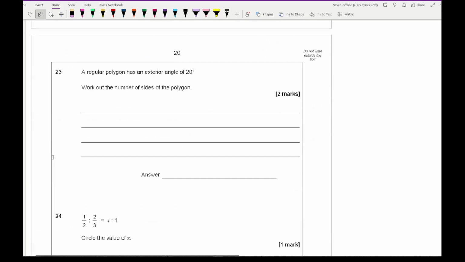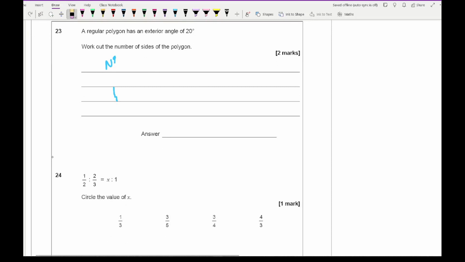Then with question 23, it says a regular polygon has an exterior angle of 20 degrees. Work out the number of sides. Here the formula you need to use is the number of sides equals 360 divided by 1 exterior angle. The 360 divided by 20 is then simplified to be 36 divided by 2.